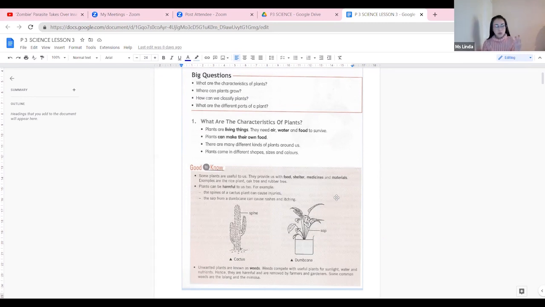Simple. There's only 3 important things we need. What are they? Air, food, and water. Yes. And for plants, air, food, and water, and they have the additional ability to actually provide food for themselves. They can make their own food.